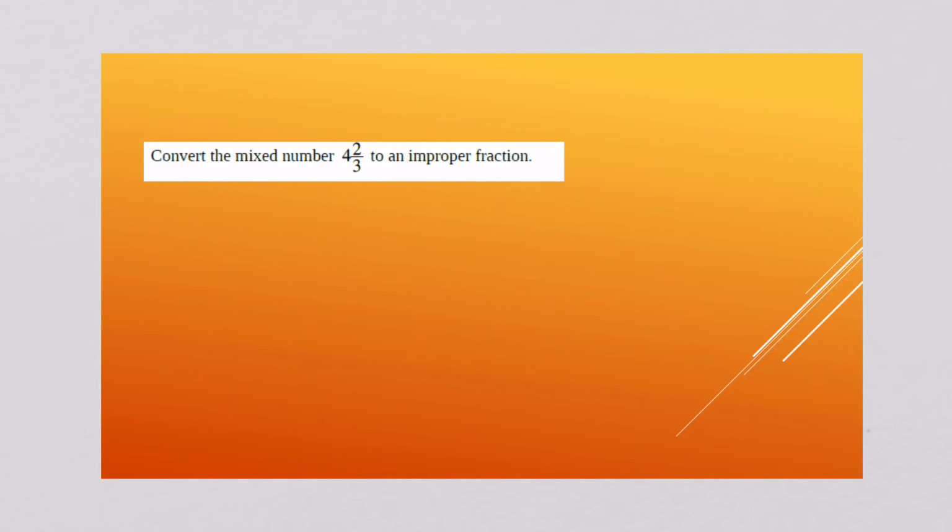Okay, so I want to convert 4 and 2/3 into an improper fraction. The fast way to do that is you take the denominator times your unit number, 3 times 4, and then you add your numerator to it. So 3 times 4 is 12, plus 2 is 14, and I've been saying all along we do not change our denominator.